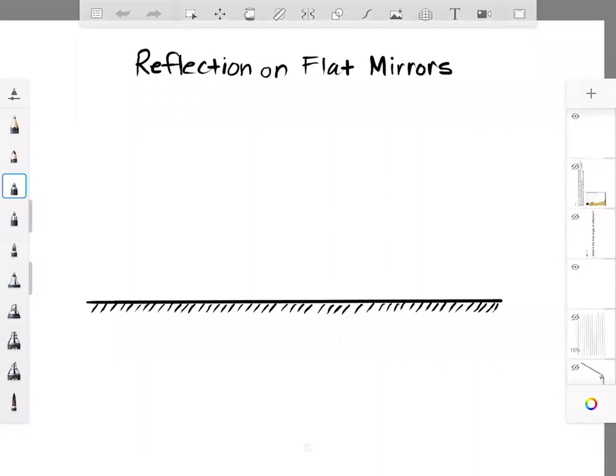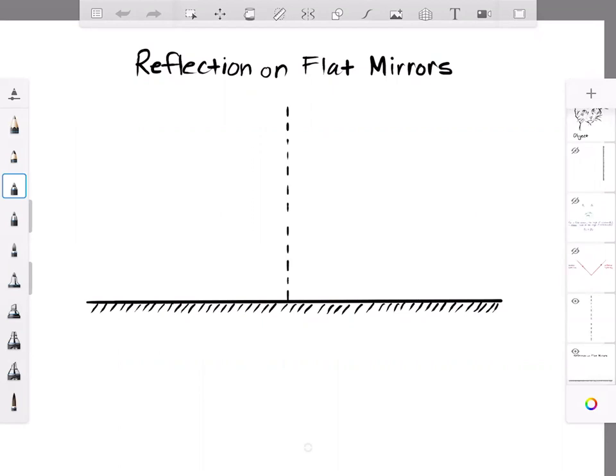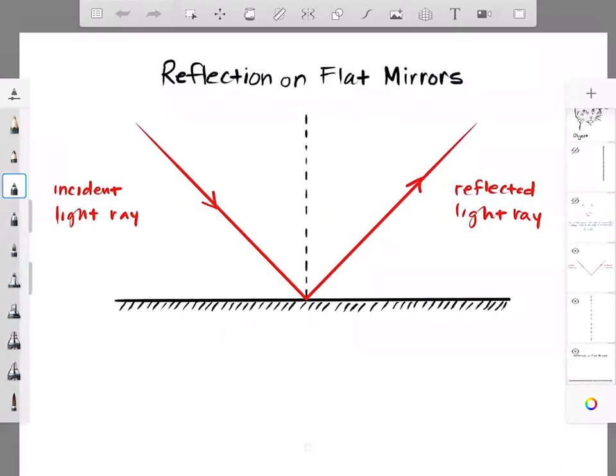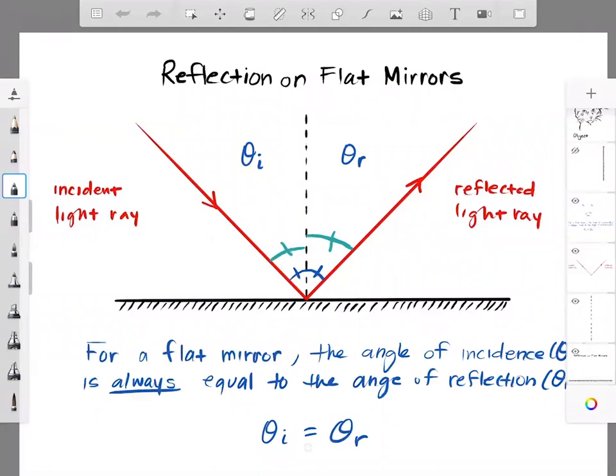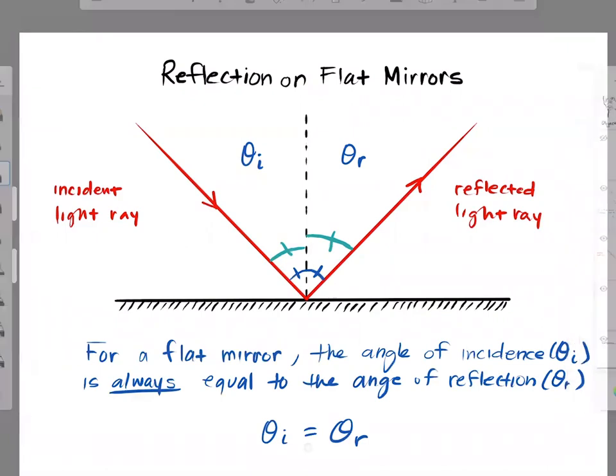Okay, reflection on flat mirrors. Now, first, I want to draw a line that is normal to the surface of this mirror. So normal is another way of saying perpendicular. So there's my perpendicular line. I'm going to draw an incident light ray and show how it is then reflected, like so. Now, when you actually go ahead and measure the angles with a tool, they're always going to be the same value. And that is because the law of reflection states that for any flat mirror or flat mirror-like surface, the angle of incidence, theta I, will always be exactly equal to the angle of reflection, theta R.